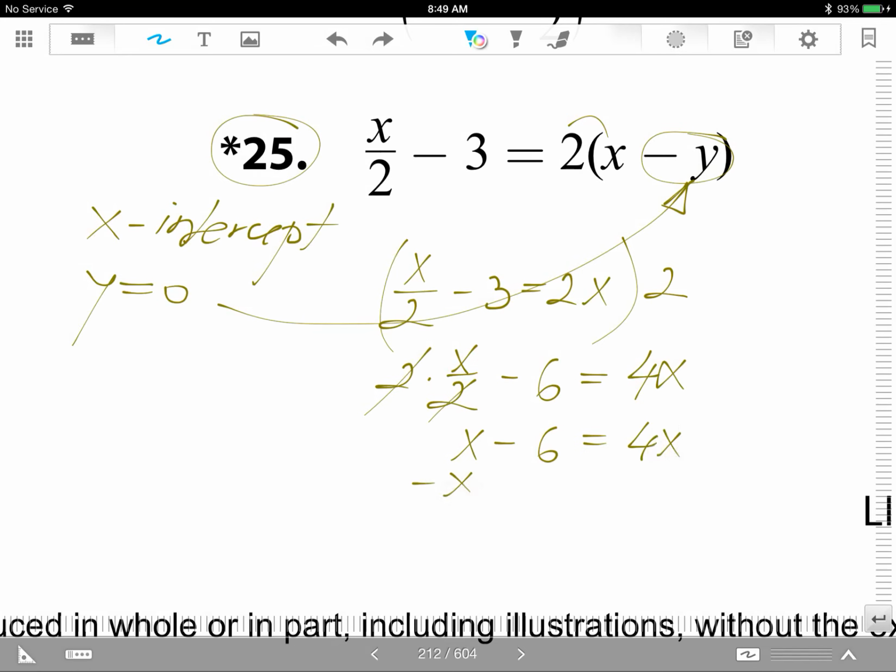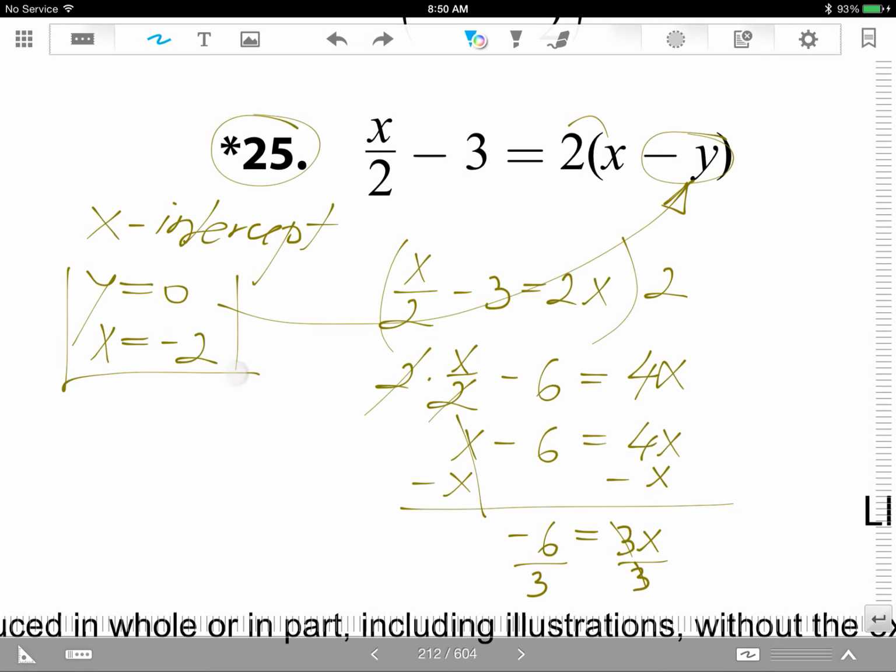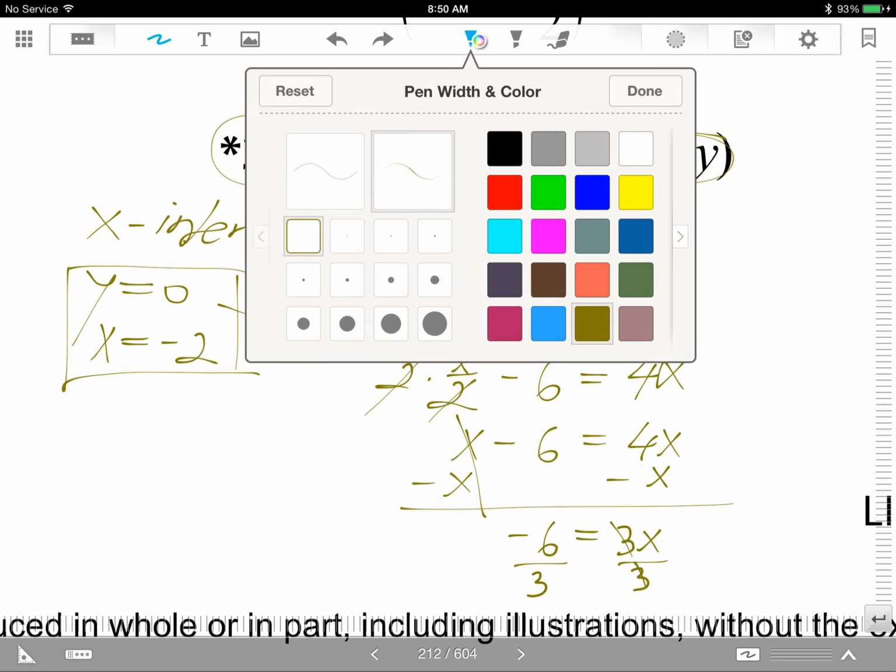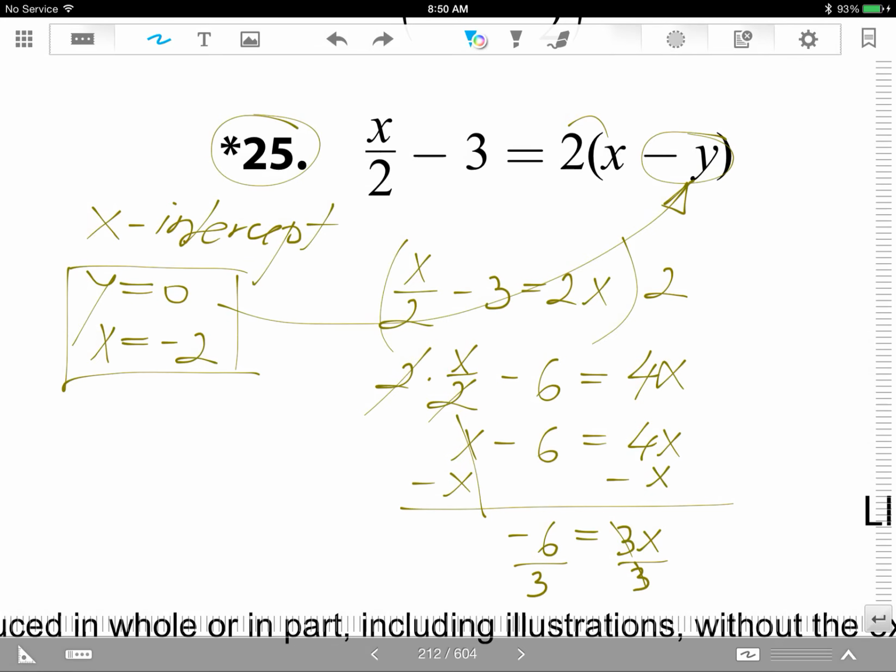Okay? Take X away from both sides. Negative 6 equals 3X. To find your X, you divide by 3 both sides. What you have, X equals negative 6 divided by 3 will be negative 2. And this is your X intercept. Okay? To find your Y intercept, you will make your X 0. Okay? That's a 0. Wherever you have X, you will be left with nothing.